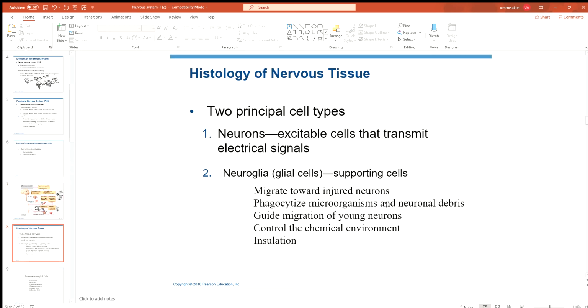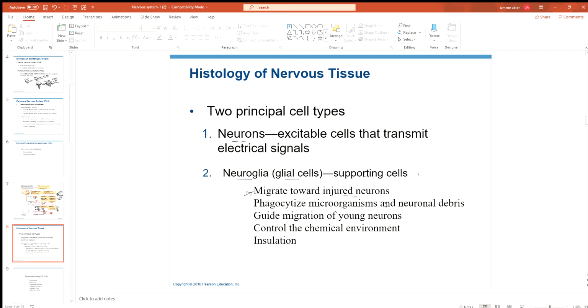Now, two types of cells are found in the neural tissue. Neurons are the main type, and neuroglial cells, or glial cells, are the supporting cells. Although they are supporting cells, not the main type, there are different types of neuroglial cells and they perform a number of important functions, including migration towards the injured neurons. Neuroglial cells can move towards the injured area of the nervous system.